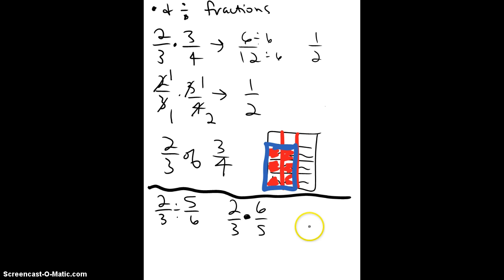Again, you can multiply across first and then reduce, or you can reduce first. 3 goes in there once, 3 goes in there twice, and so the answer is 4/5. All right, that's just a quick review on dividing fractions.